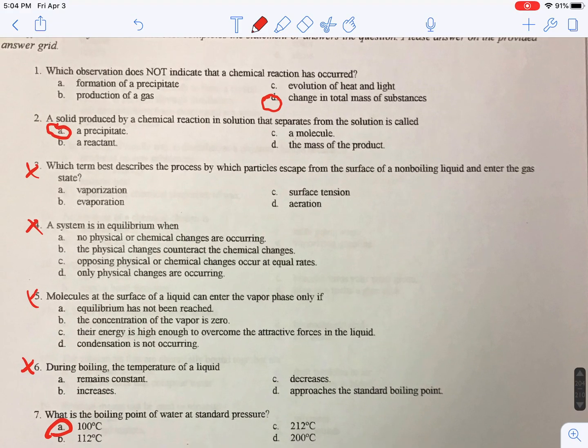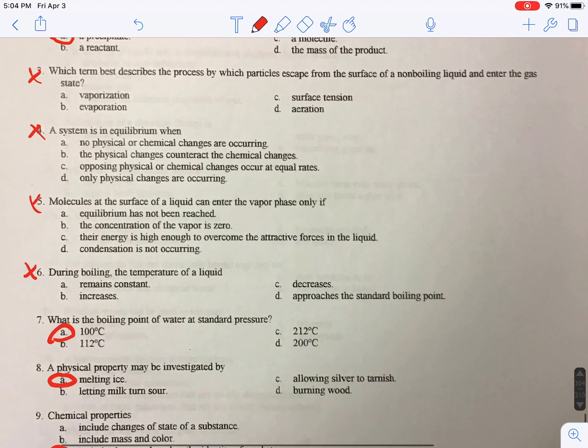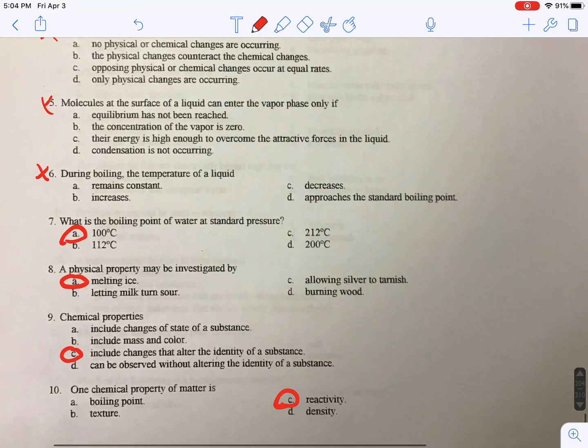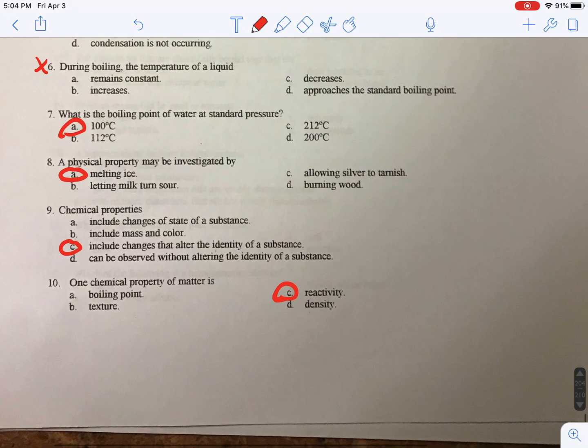Questions 3, 4, 5, and 6 were questions that were either in chapter 15, which would be the first chapter of marking period 4, or they were questions that were already given in the chapter 317 test on energy. All right. Number 7, what is the boiling point of water at standard pressure? 100 degrees C. 8, physical property may be investigated by. Okay, melting ice. You're just changing the water from solid to a liquid, so that is a physical change.